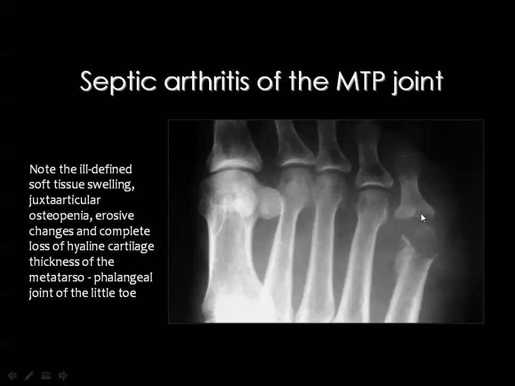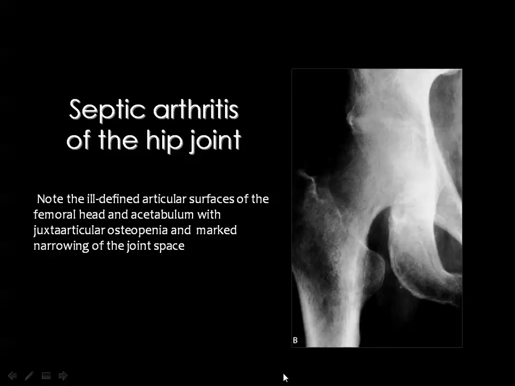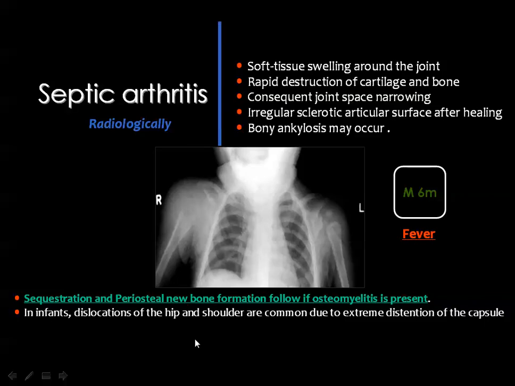You see the erosions of the base of the phalanx, as well as the extensive erosions of the head of the metatarsal with the periosteal reaction. This is septic arthritis of the hip. You got haziness of the articular surfaces, narrowing of the joint space, erosion of the articular surfaces of the acetabulum, as well as of the femoral head.